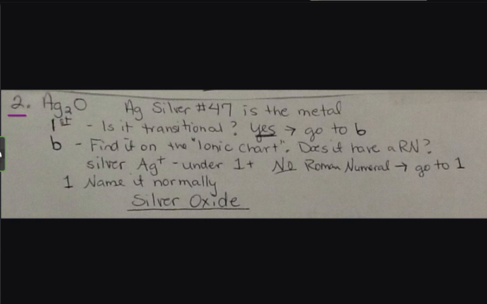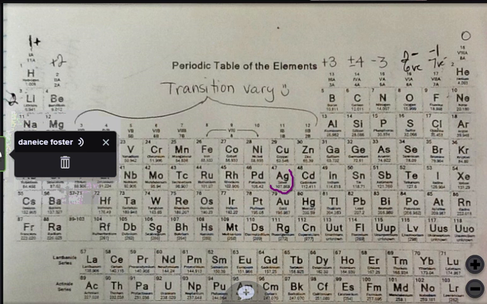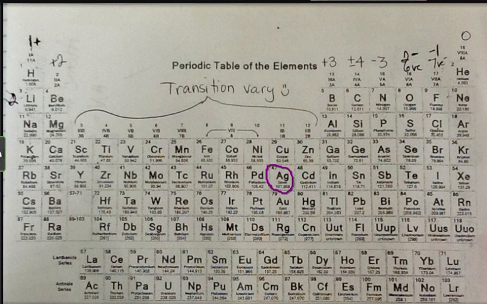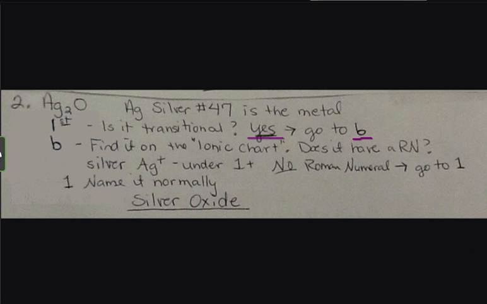Ag2O. Ag is silver, which has an atomic number of 47. This is our metal. What's the first thing we do? Find out, is it a transitional? So get out your periodic table and let's take a look. Here is silver, number 47. It is in the transition. Answer was yes. Now we go to B.